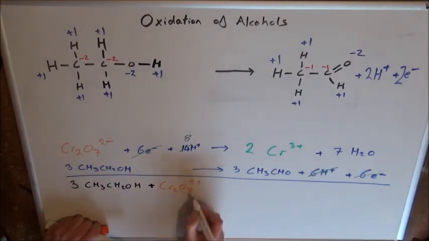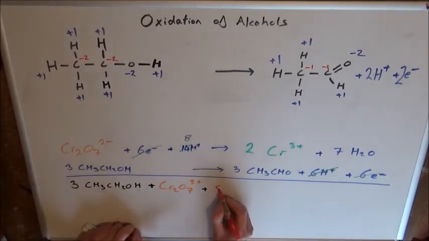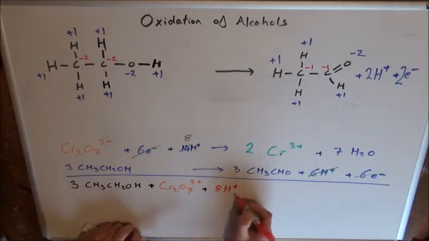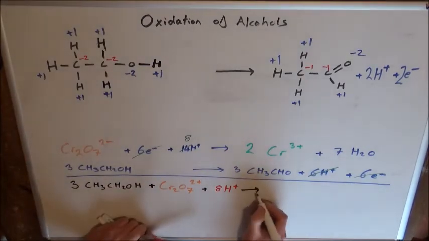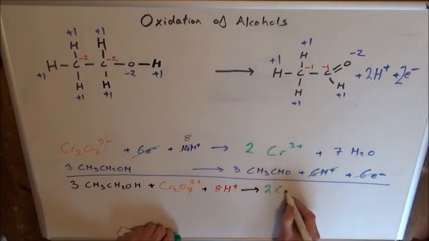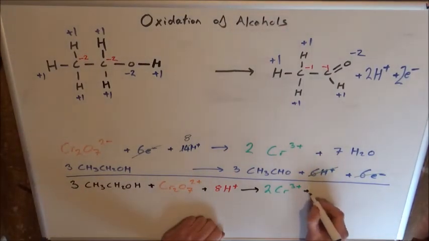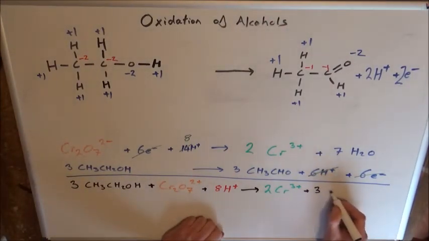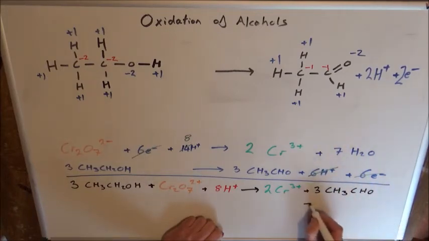Cr2O7 2-. I'll also put the acid protons in red, because you have to remember that it's acidified. And now you can see why it has to be done under acid conditions. You need 8 protons, and then that gives me 2 chromium 3 ions, 2 lots of Cr3+. It gives me 3 ethanal molecules, and 7 water molecules.